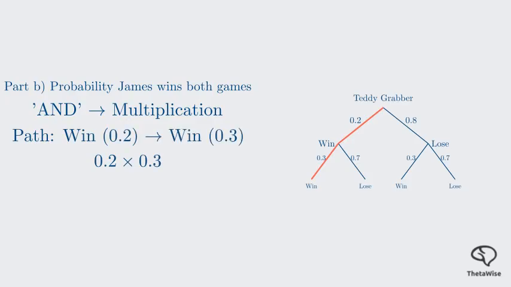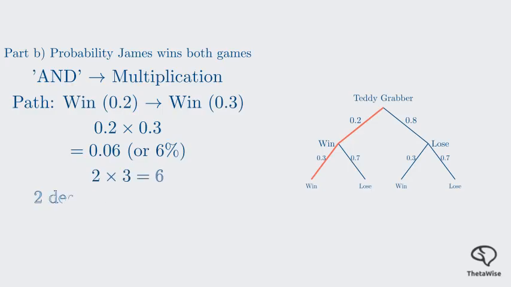That is 0.2 times 0.3. The result is 0.06. The probability that James wins both games is 0.06. You can think of this as a 6% chance. If you're unsure about the decimal, remember that 2 times 3 is 6, and we have 2 decimal places in total, so 0.06 is correct.